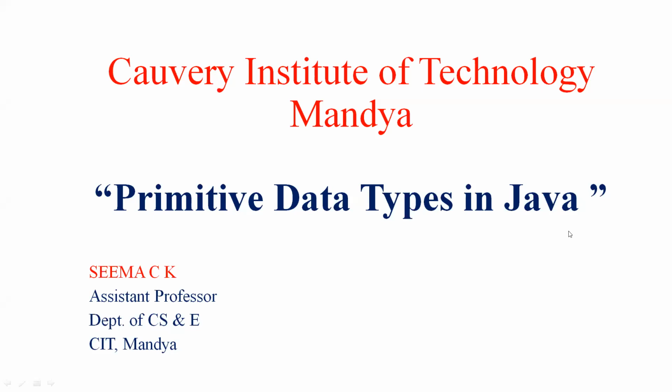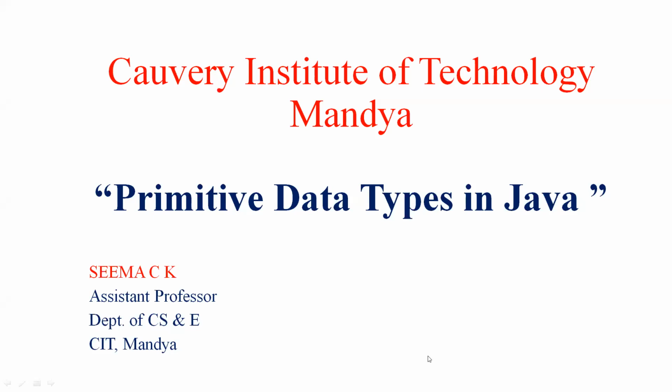Today in this session, I am going to explain a primitive data type. We know that a data type specifies the different sizes and values that can be stored in variables. In order to store a particular value in a variable, or to determine the size of a particular piece of data, we need these data types.